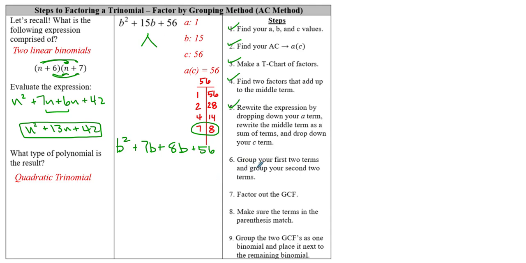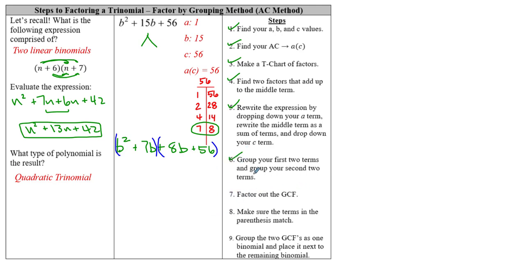All right, step 6, group your first two terms and group your second two terms. So I'm going to group my first two. That's b squared plus 7b. And then I'm going to group my second two. Remember, always group including the sign because those signs are attached to those terms. All right, so that is complete.